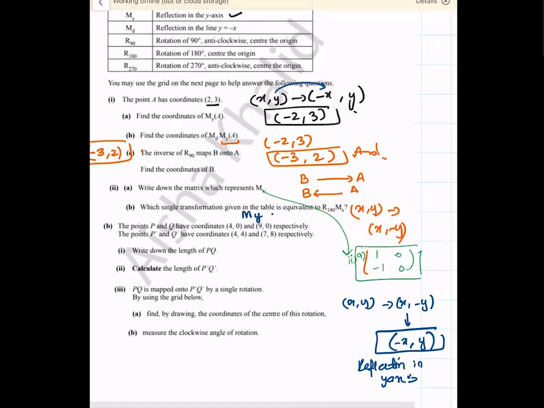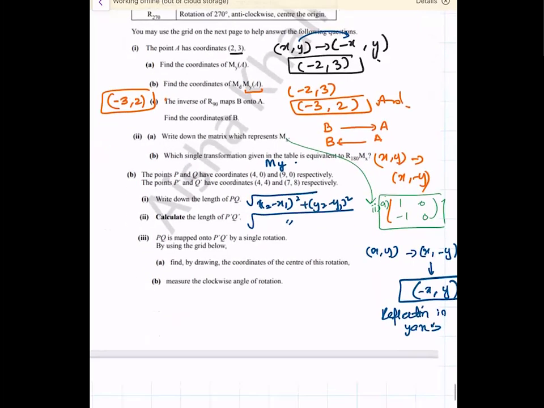Okay. Points P and Q have coordinates (4, 0) and (9, 0). Write down the length of PQ. Square root of (x2 minus x1) the whole square plus (y2 minus y1) the whole square. You can do the same thing for this one. By a single rotation, by using the grid below, find by drawing the coordinates of the center of this rotation, and measure the clockwise angle of rotation. So by drawing, that means you'll be given the grid and you will go ahead with the whole process.